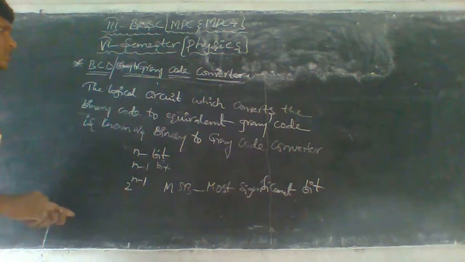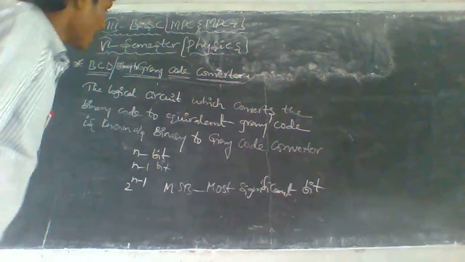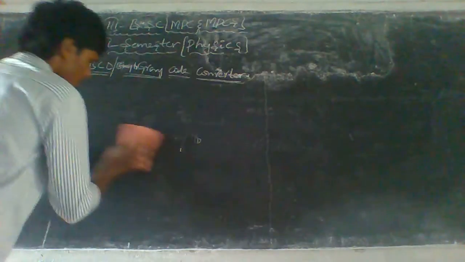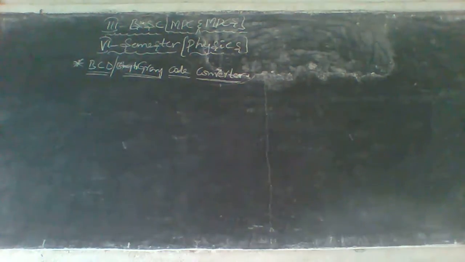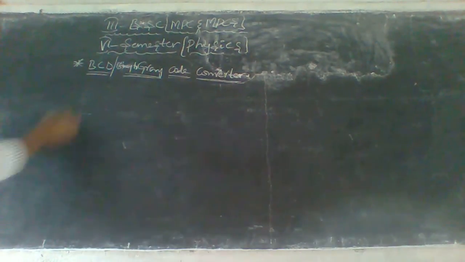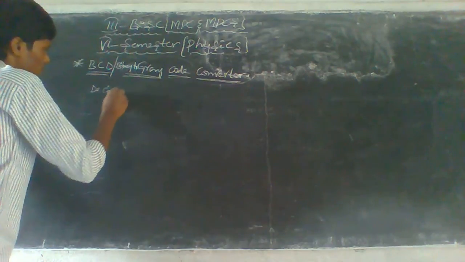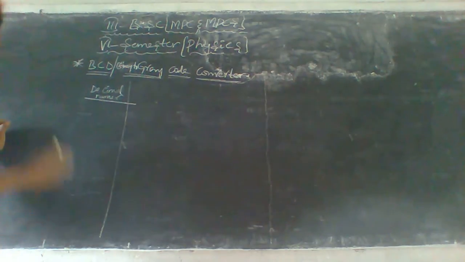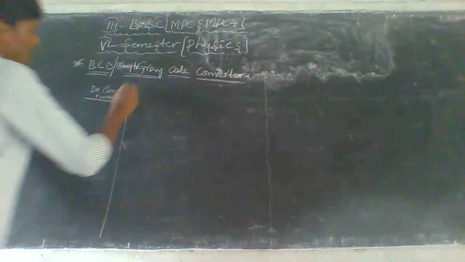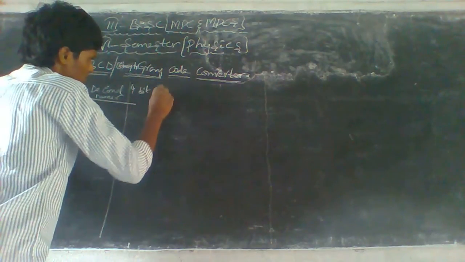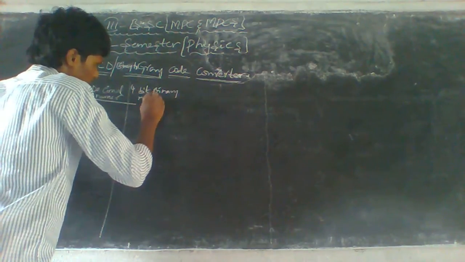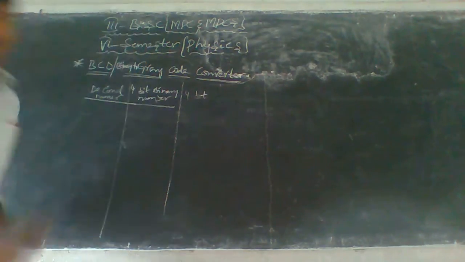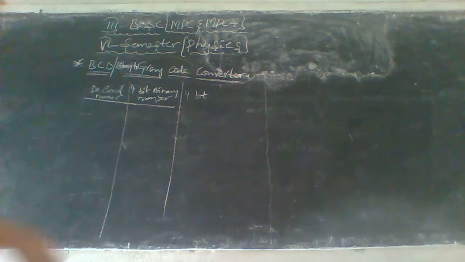Sorry, I will draw it, not a diagram but a table. So this is the decimal number, the 4-bit binary number, and here this is the 4-bit Gray code.